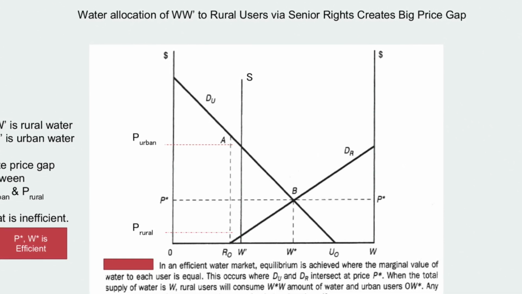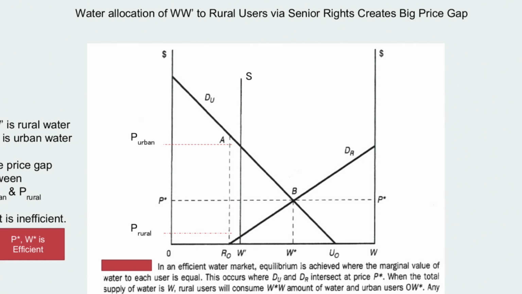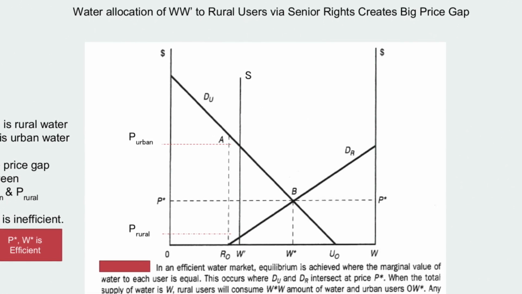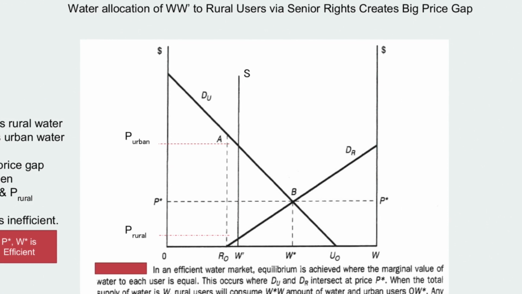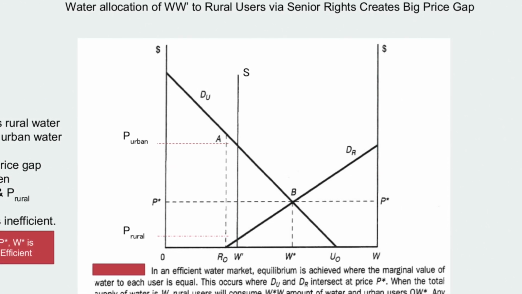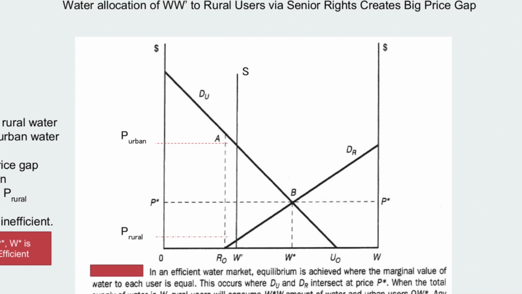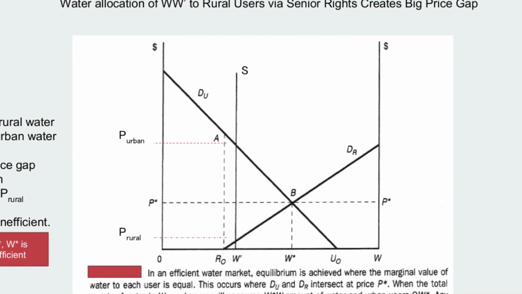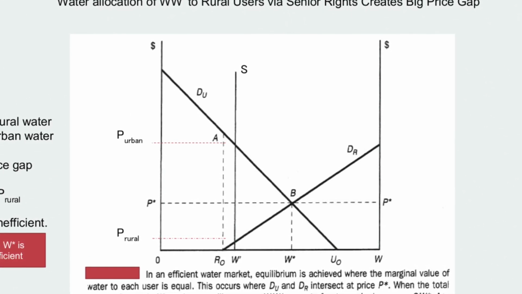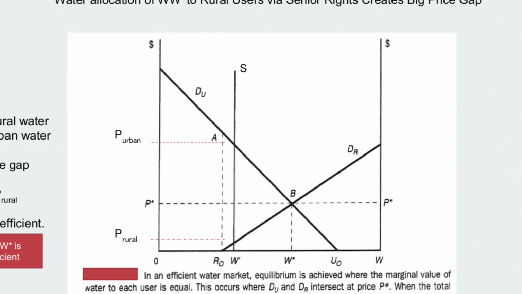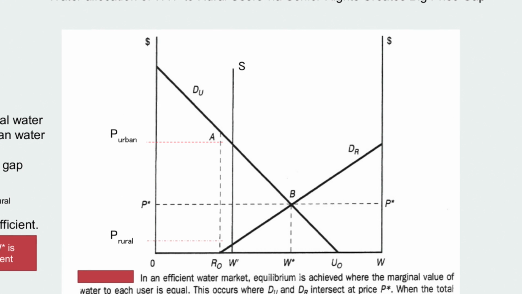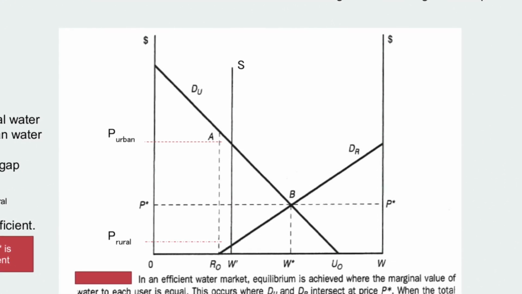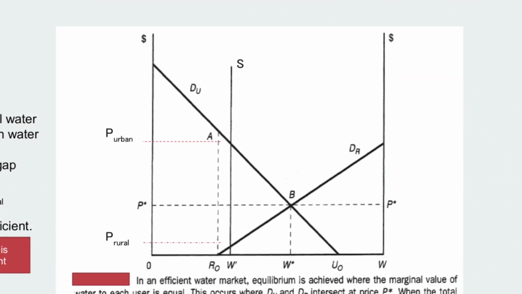The demand for water in the agricultural area is denoted by a downward sloping demand curve, DR, and agricultural or rural users will use WW prime, or most of the water that is available, and they'll do so at a price level denoted by P rural. The remaining water, OW prime, is then sold to the urban area at a higher price, denoted by P urban, where the supply curve hits their demand curve, DU.